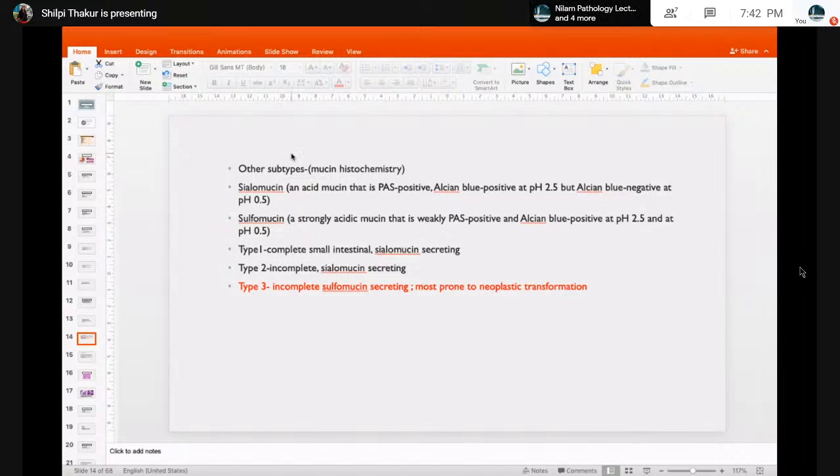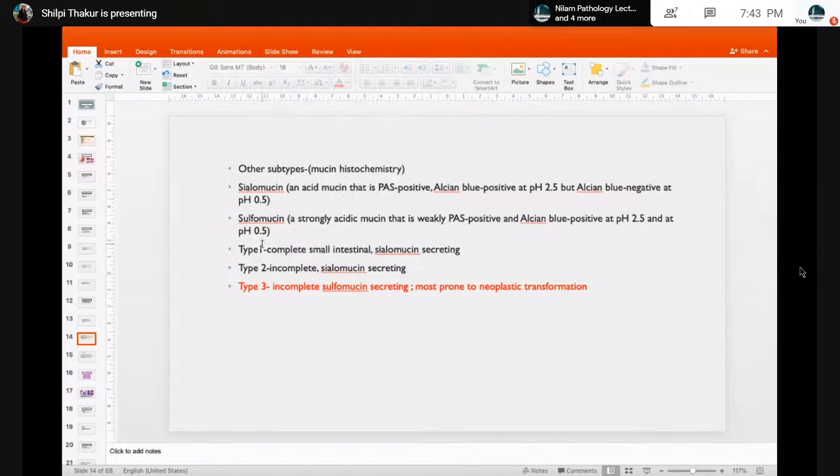Based on the mucin histochemistry, there is a difference between the mucin of the small intestine and the mucin of the large intestine. Sialomucin is mostly secreted by the small intestinal mucosa. This is an acid mucin which is PAS positive, Alcian blue positive at pH 2.5, but Alcian blue will be negative at pH 0.5. So this is mostly present in the small intestine. Whereas sulfomucin is a strongly acidic mucin, which is weakly PAS positive, and it is Alcian blue positive at pH 2.5 as well as positive at pH 0.5. So this is a distinguishing feature between the two.